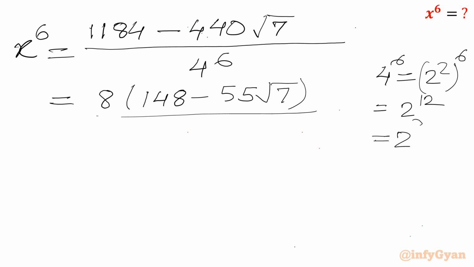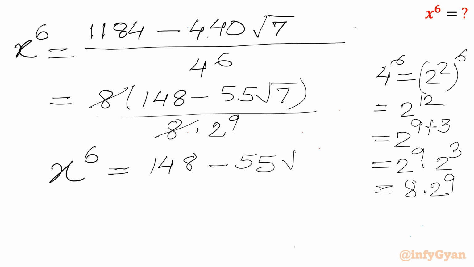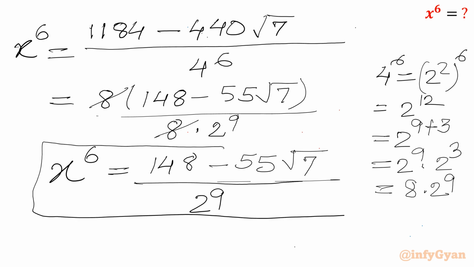Now I can write 12 as 9 plus 3. So 2 power 9 times 2 power 3. So I can write 8 times 2 power 9 in the denominator. So 8 and 8 will be over. So our answer is ready. X power 6 equal to 148 minus 55 square root 7 divided by 2 power 9. This is our answer. Now I will share the shortcut.